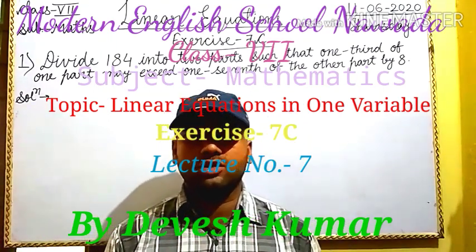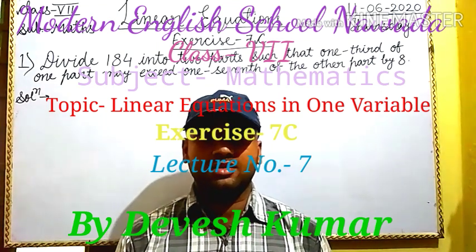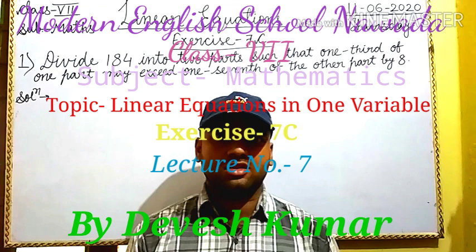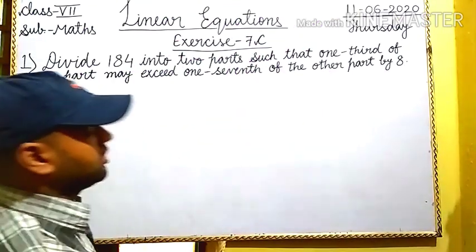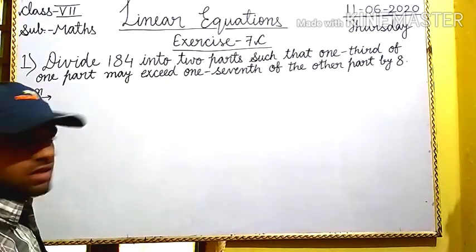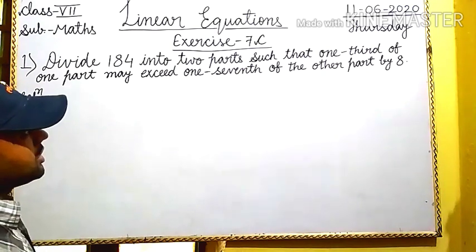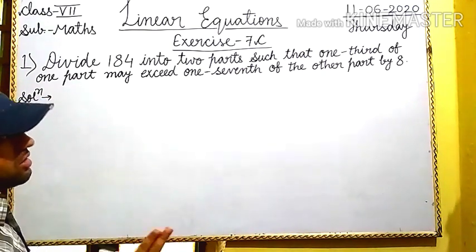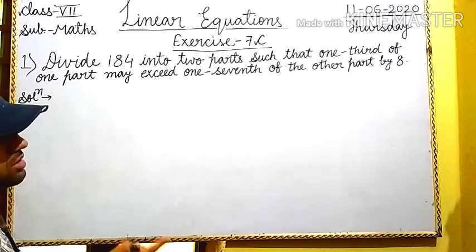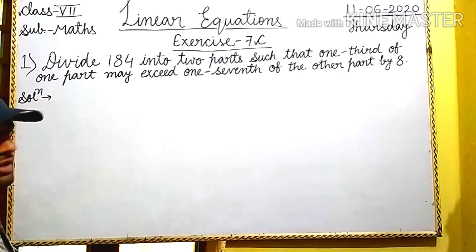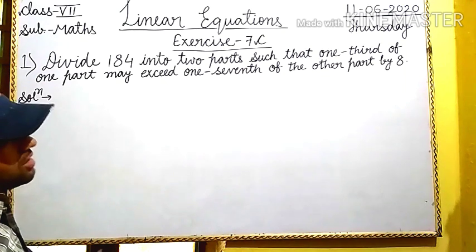Today I am going to teach you some problems of exercise 7C. So let us start. First we discuss some remaining questions of 7B, and after that we discuss exercise 7C. Here the first question: divide 184 into two parts such that 1/3 of one part may exceed 1/7 of the other part by 8. In a language question, first read one or two times and after that you solve.